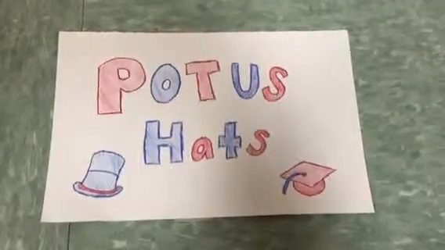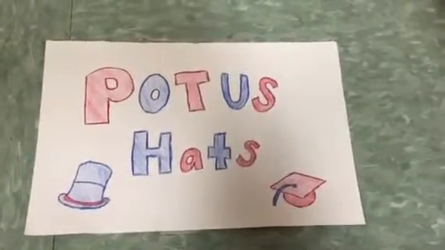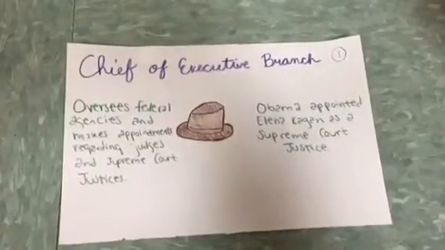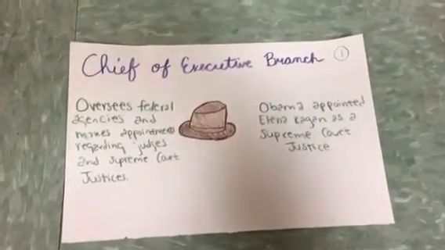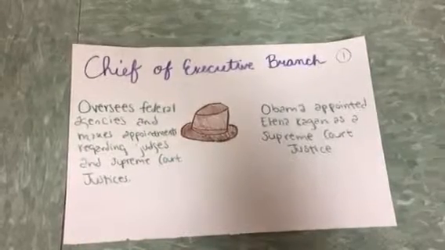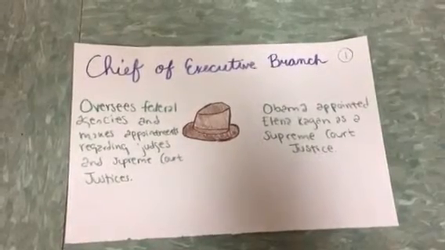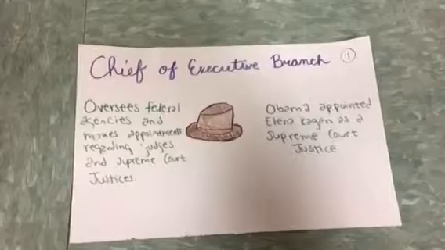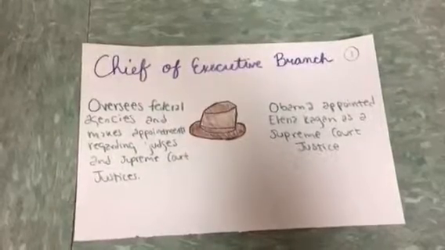The 7 different hats or jobs the President of the United States has while in office. The first hat is Chief of the Executive Branch. The President oversees federal agencies and makes appointments regarding judges and Supreme Court justices. An example of this is Obama appointed Elena Kagan as a Supreme Court Justice in 2010.